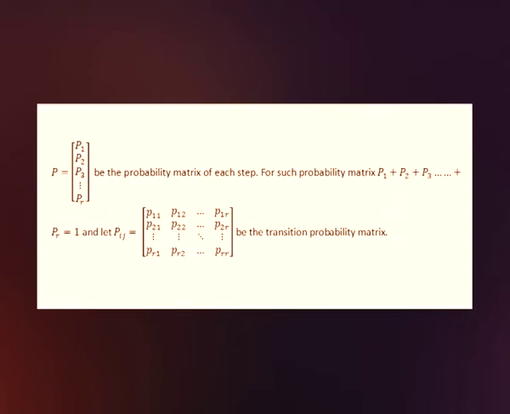Let P equal P1, P2, P3 and so on till Pr be the probability matrix of each step. For such a probability matrix, P1 plus P2 plus P3 and so on till Pr is equal to 1, and let Pij equal P11, P12 till P1r, P21, P22 till P2r, PR1, PR2 till PRR be the transition probability matrix.